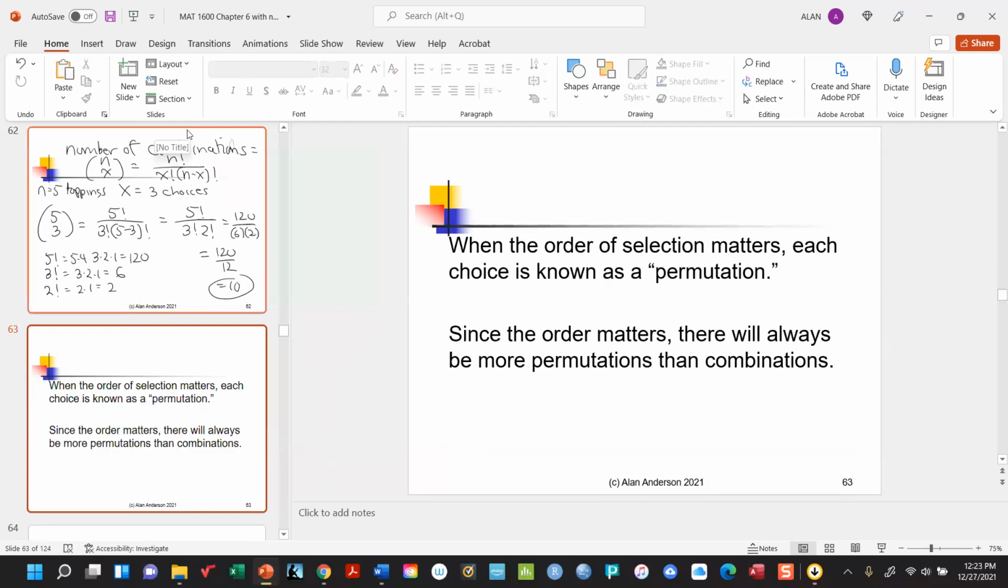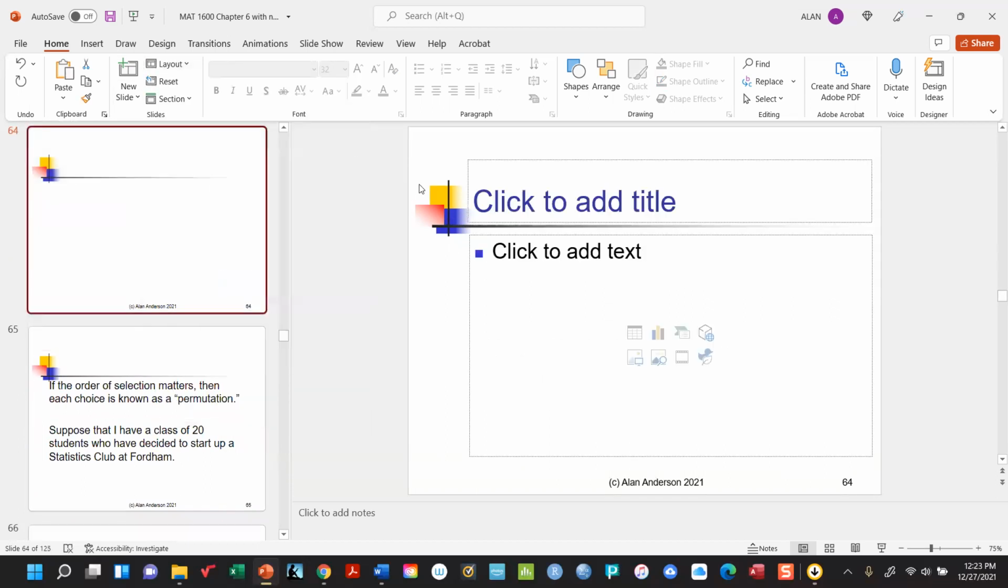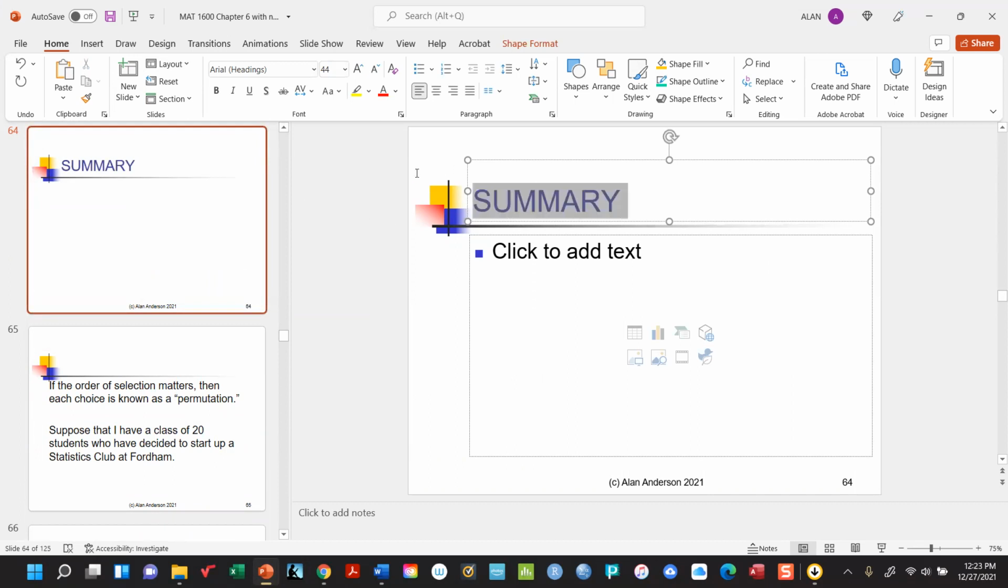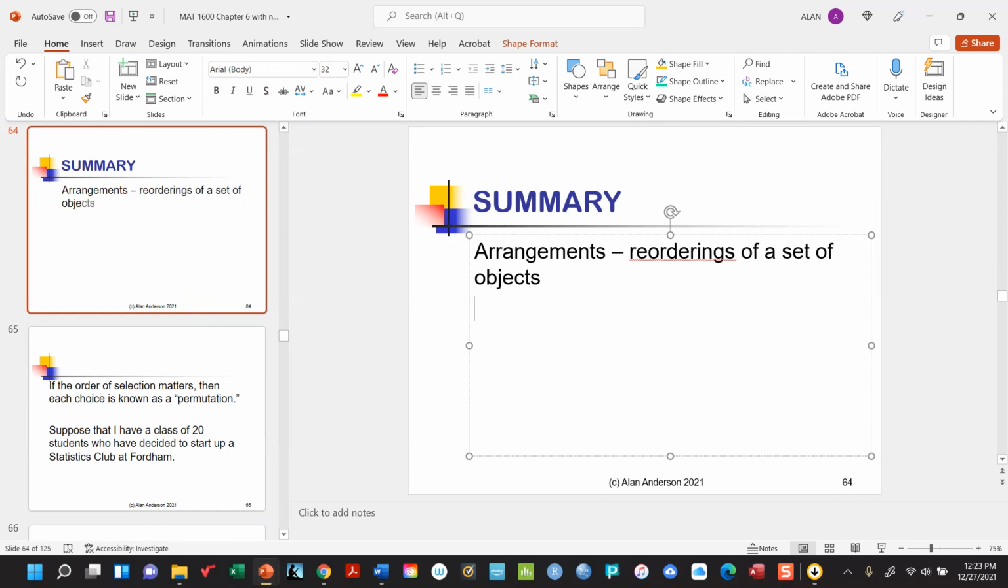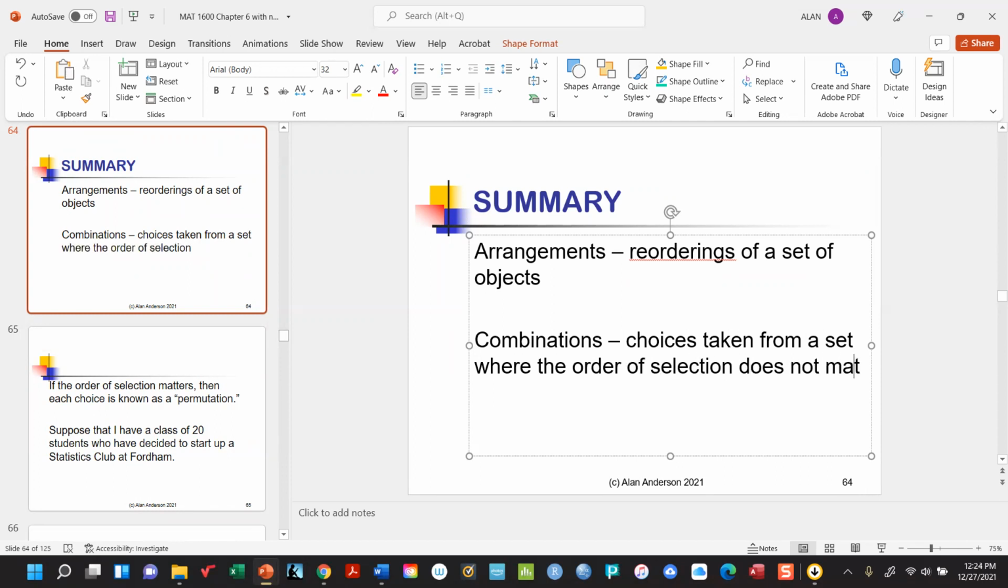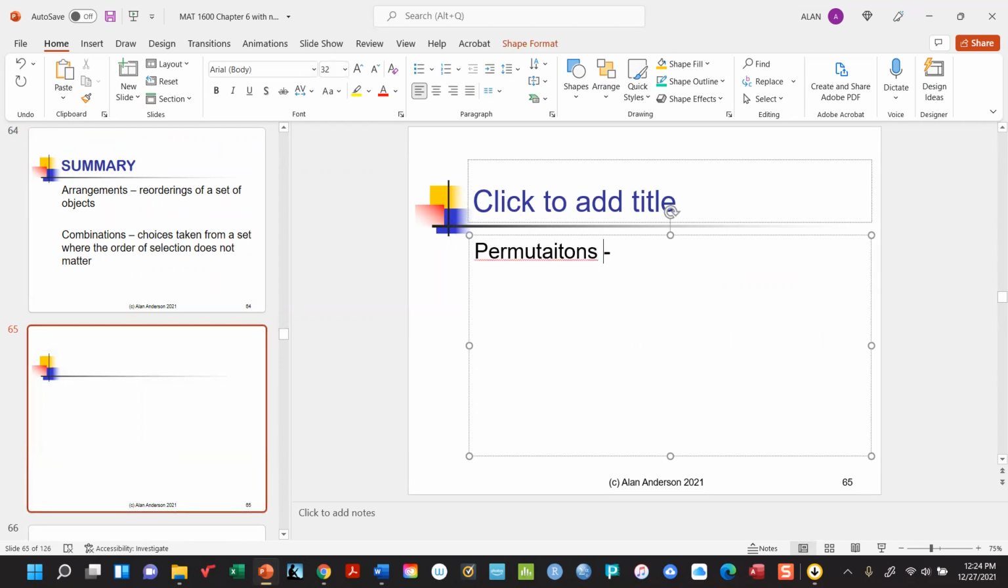Okay, so we won't actually need that for our binomial distribution, but we'll do an example of this so you can see how it works. Why don't I quickly summarize this? Just a quick summary of all three concepts. Arrangements: reorderings of a set of objects. Combinations: choices taken from a set where the order of selection does not matter. And then permutations: choices taken from a set where the order of selection matters.